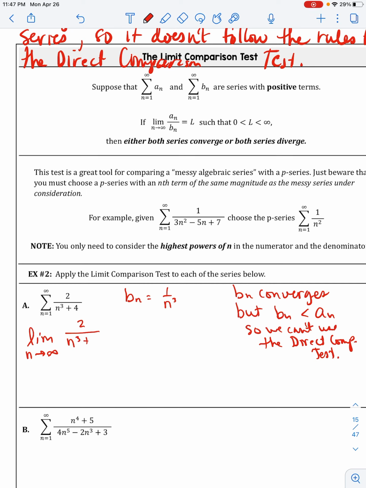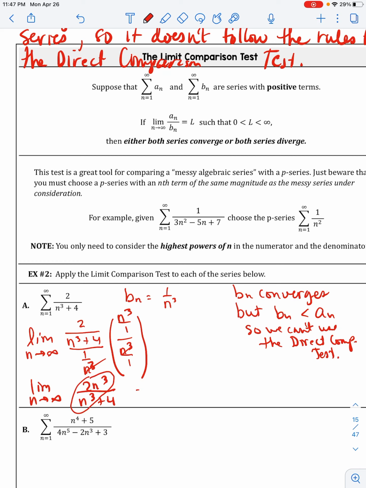So we're going to use the limit as n goes to infinity of our a sub n divided by our b sub n. To simplify that, we're going to multiply by the reciprocal of the denominator over itself. This is going to give us 2n cubed over n cubed plus 4. And now I can just focus on this, and this limit does equal 2.